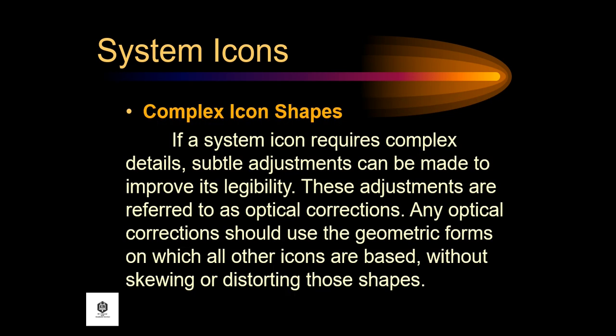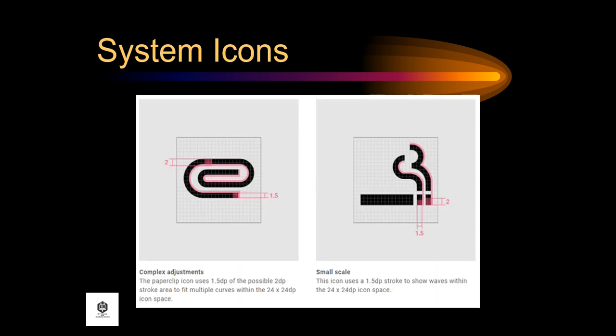For the complex icon shapes, if a system icon requires complex details, subtle adjustments can be made to improve its legibility. These adjustments are referred to as optical corrections. Any optical correction should use the geometric forms on which all other icons are based, without skewing or distorting those shapes. For the example of complex adjustment on the left image, the paper clip icon uses 1.5 dp of the possible 2 dp stroke area to fit multiple curves within the 24 by 24 dp icon space. On the right image, at small scale, this icon uses a 1.5 dp stroke to show waves within the 24 by 24 dp icon space.